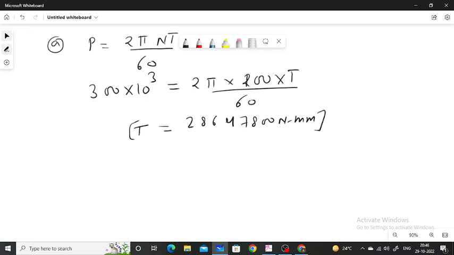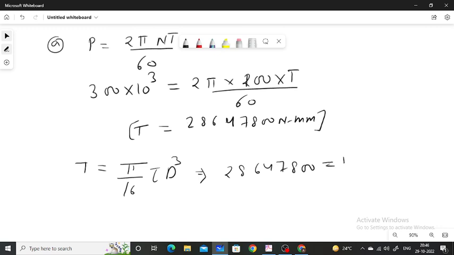So from the torsion equation, T is equal to pi by 16 tau d to the power 3, which implies 28647800 is equal to pi by 16 into 80 d to the power 3. So from here d will be equal to 121.8 mm. Okay.